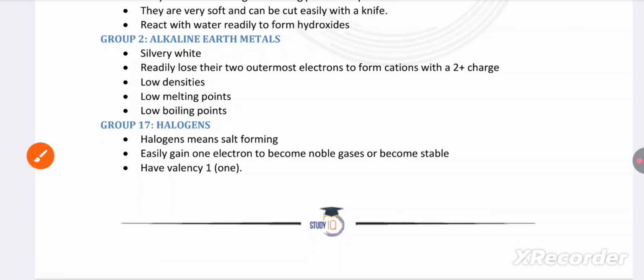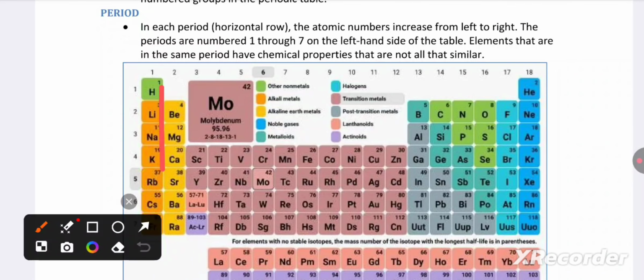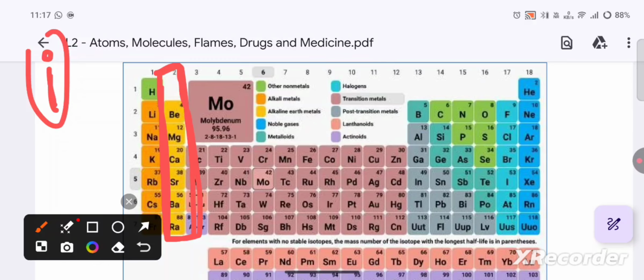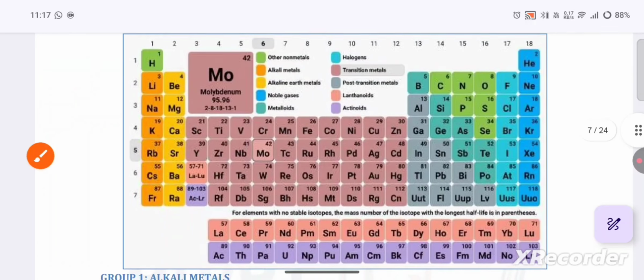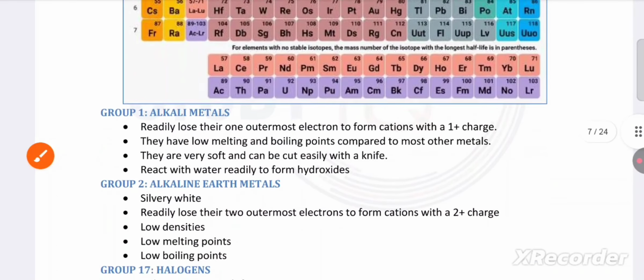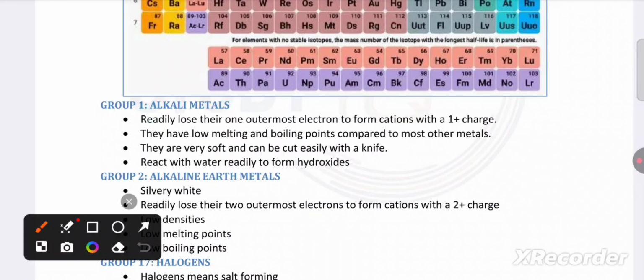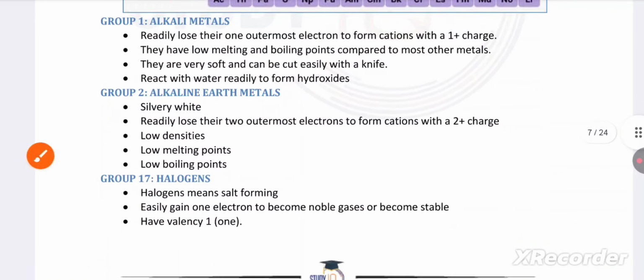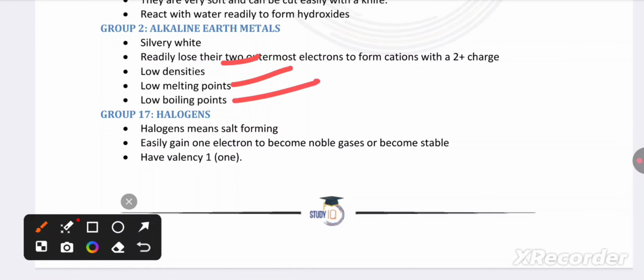Alkaline earth metals, the second group. Alkali ends with I, which looks like one, right? First group, alkali. Alkaline ends with N, like 2, that's why it comes second. Alkaline earth metals are silvery white and ready to lose 2 electrons. That is 1, this is 2. Then low density, low melting point, low boiling point. We need to memorize it.